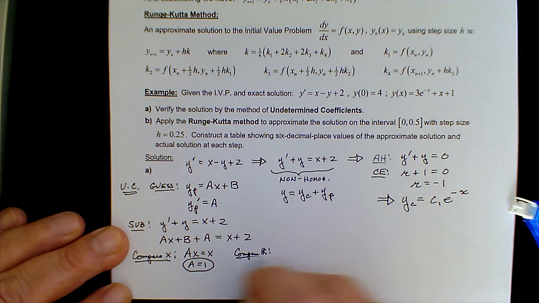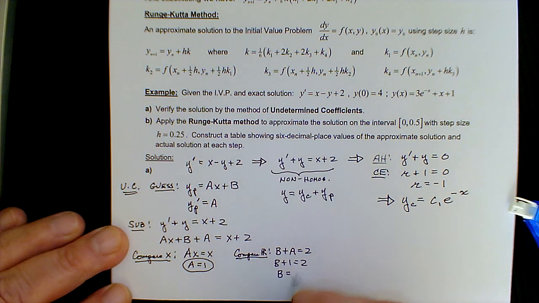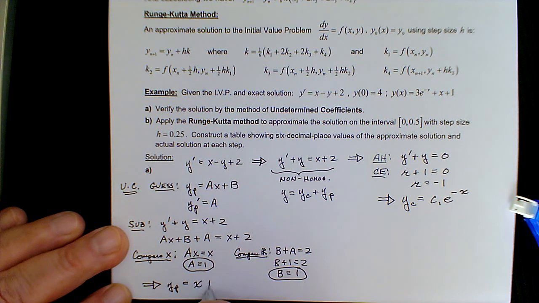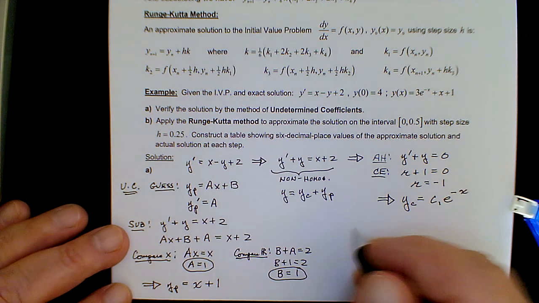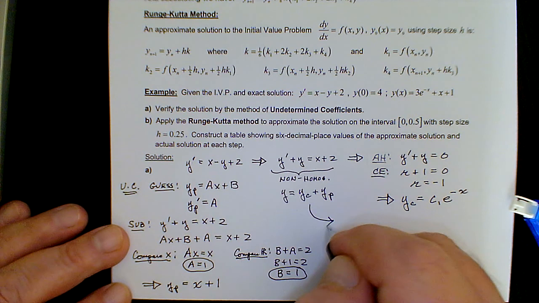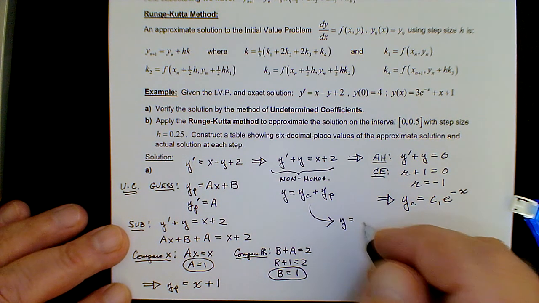Compare the reals, or the constants. We get b plus a is 2. We know a is 1, so b plus 1 is 2. So b is 1 as well. So therefore, our particular solution, y sub p, is ax, or just 1x, plus b, or just plus 1. Okay, so now I'll come over here, because our actual solution is y equaling y sub c plus y sub p.